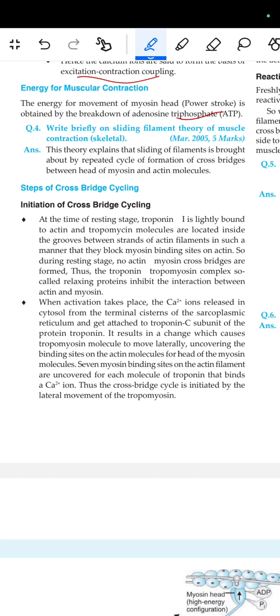This theory explains the sliding of the filament is brought about by the repeated cycle of the formation of the cross bridges between the head of the myosin and the actin molecules. A step of the cross bridge cycling. So initiation of the cross bridge cycling.